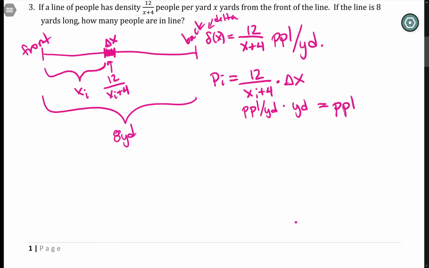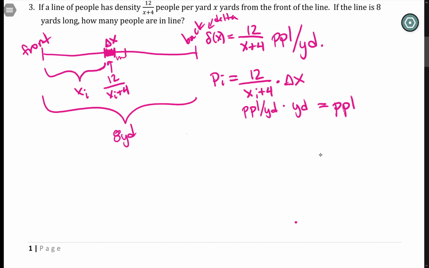What some people want to do is multiply by x, but that doesn't work because if we take the entire first x yards of the line, we definitely can't assume uniform density. That's why we have to look only at a tiny little piece at a time. And so for the next one, we'd move over to the next x sub i and we'd get our best estimate on that little interval.